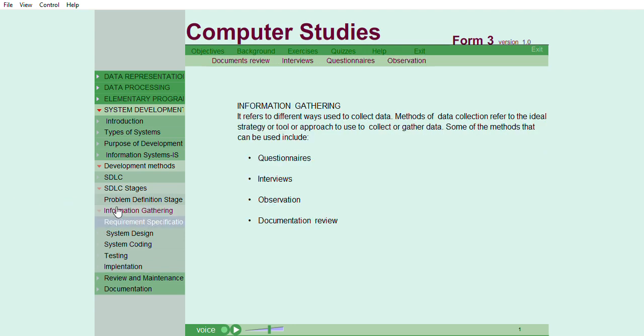Information gathering. It refers to different ways used to collect data. Methods of data collection refer to the ideal strategy or tool or approach to use to collect or gather data. Some of the methods that can be used include questionnaires, interviews, observation, and documentation review.